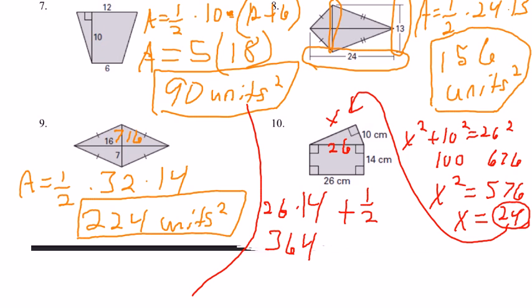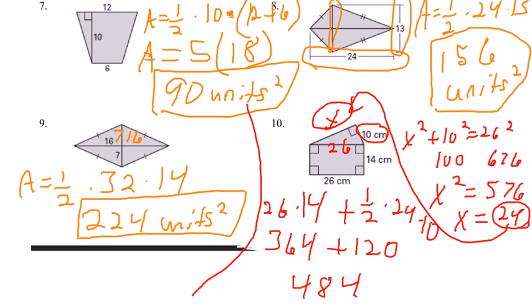And so now you could consider either 24 or 10 your base, and the other one the height, because the base and the height have to be perpendicular to each other, and 24 and 10 are perpendicular. So the triangle is 1/2 times 24 times 10, or 10 times 24. And 1/2 times 24 times 10 is 120, and so then you add those two together and you get 484, and that's going to be square centimeters.